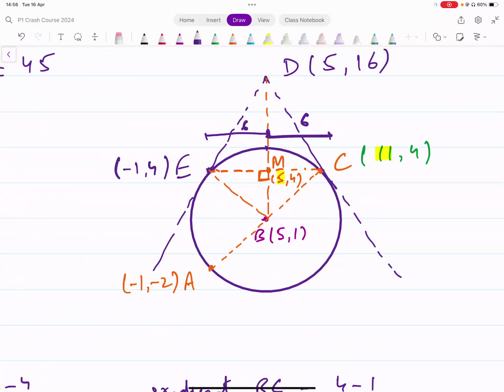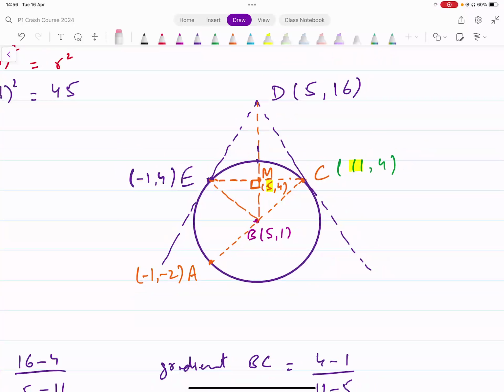You can do it anyway, but this is how you can do it quickly by just looking at the diagram. If you've drawn a good diagram, that will help you understand the situation better. M is the midpoint, so we use the midpoint to find the x coordinate of E. The y coordinate is the same as the y coordinate of C. And that will give you the coordinates of the point E. Does that make sense?